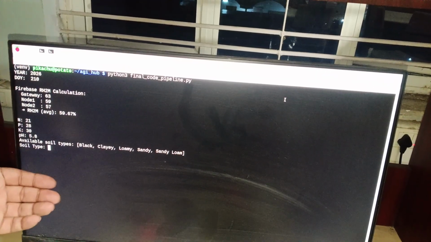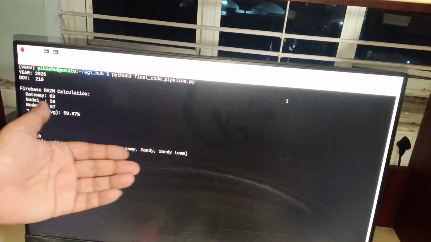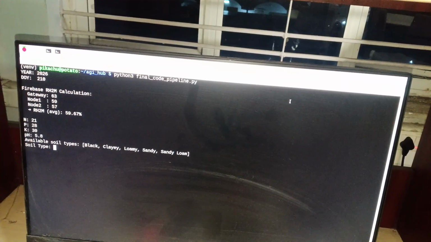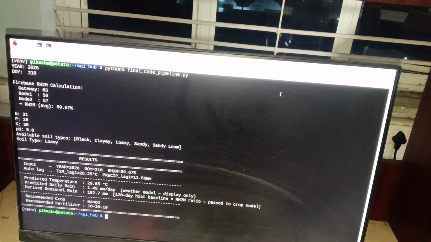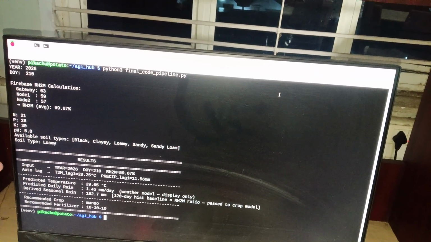Then we will input the value of nitrogen, N, then phosphorus, then potassium, then pH. Then it asks for available soil type. We have 5 available soil types: black, clay, loamy, sandy, sandy loam. So we can add one. We add loamy, and you can see that we have done the prediction.